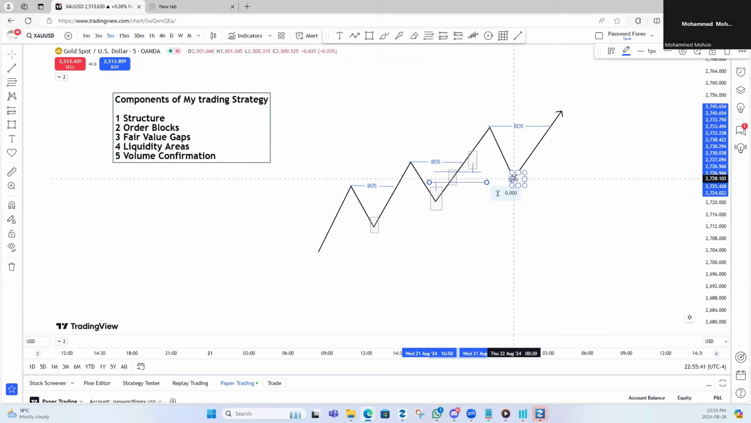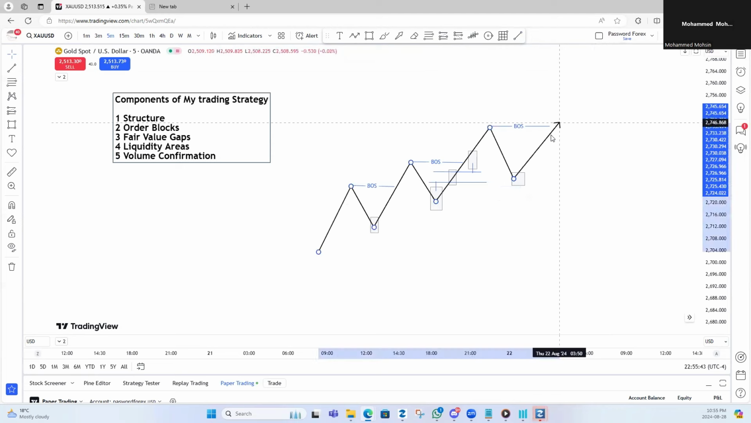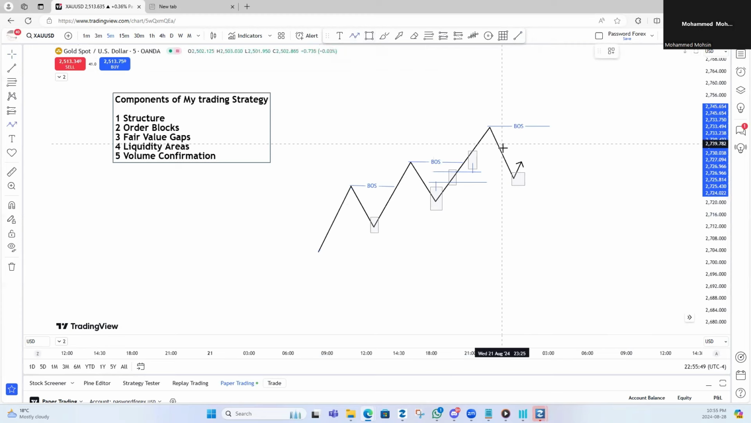create some sort of a market structure shift, right? So sort of like this. Price goes up and just basically goes down like this, change of character, pull back, another break of structure, and after seeing that, we kind of execute our trade, right? This is what I used to do back in the days, right?